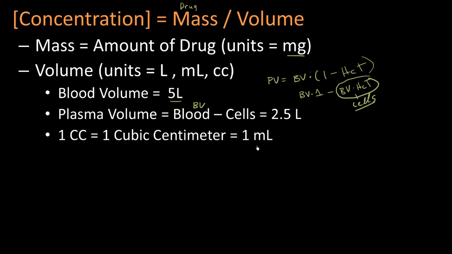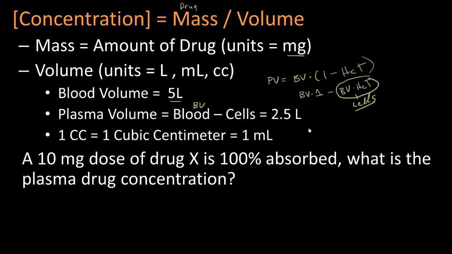So let's do a problem and solidify this concept. Concentration is equal to mass over volume. A 10 milligram dose of drug X is 100% absorbed. What is the plasma drug concentration? First off, 10 milligrams, that is our mass. That's the amount of drug. And we know it's 100% absorbed. The only way anything is ever 100% absorbed is if you give it IV. And when I say absorbed 100%, that means that it's all getting into the plasma.